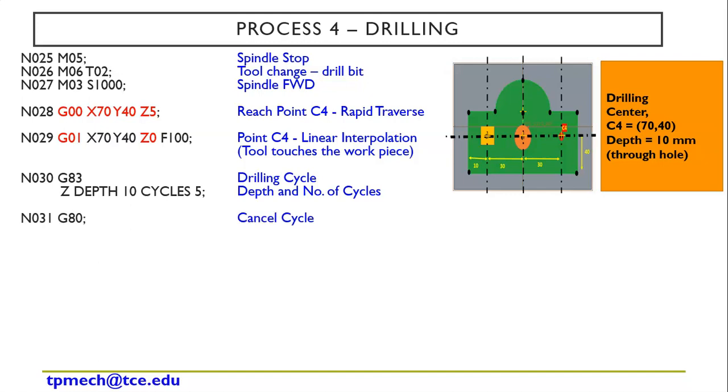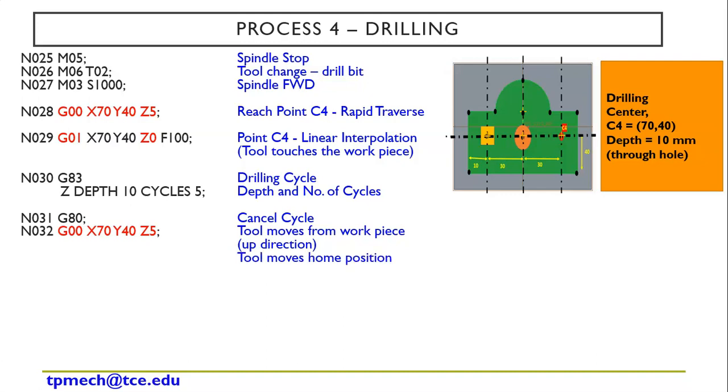Again I need to cancel the cycle with G80, the same code used here. The tool moves up from the workpiece, so I'm using G00 X70 Y40 Z equal to 5. The tool then moves to the home position G00 X0 Y0 Z equal to 5, and I'm going to stop the spindle with M05 and end the program with M02. Alright, so up to this you need to write. Okay, thank you.